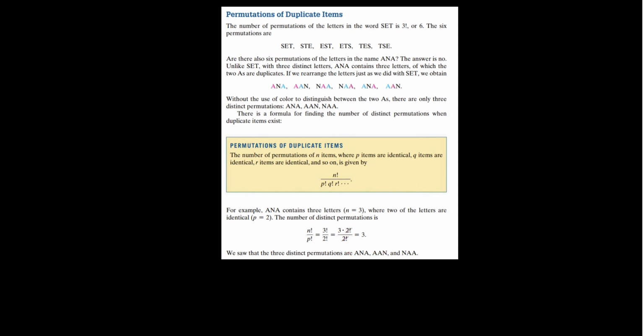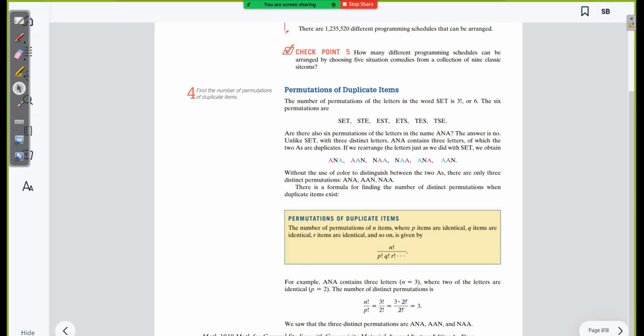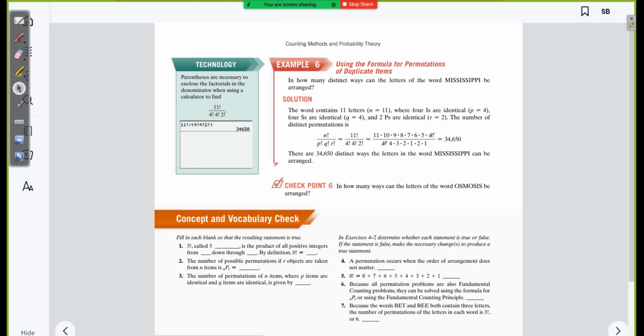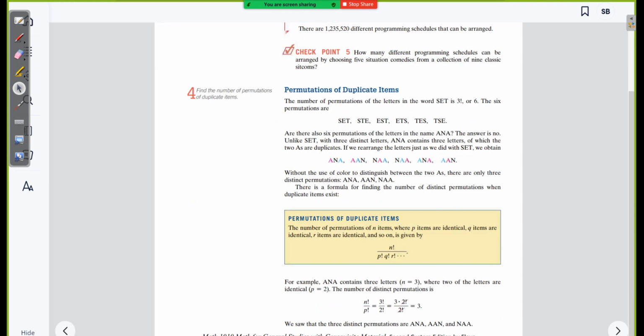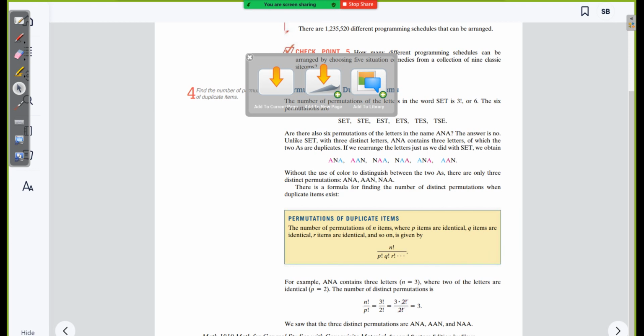Now, that was a pretty simple example. So let's go look at one that's a little bit tougher and quite a bit more interesting. Mississippi. And let's go ahead and bring the formula with us. All right, so here's the formula. And problem 6 reads, in how many distinct ways can the letters of the word Mississippi be arranged?